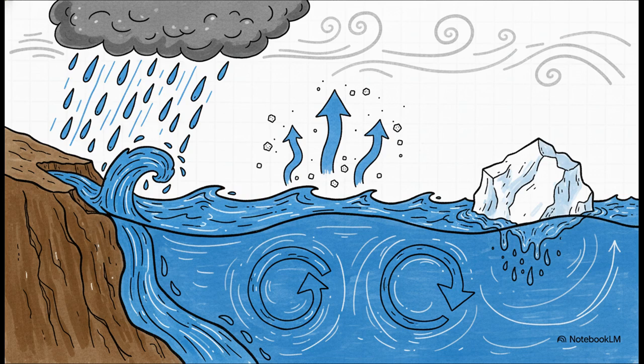At the poles, freezing ice rejects salt into the water, while thawing ice melts fresh water back into it. Even the wind plays a role by physically pushing and transferring water to different areas, and massive ocean currents constantly stir and redistribute these varying salt concentrations.